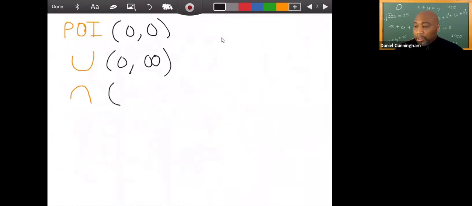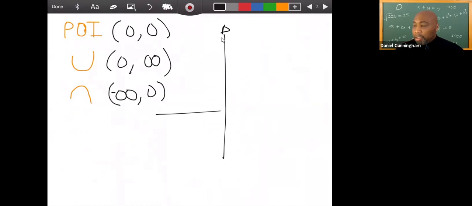Concave down is from negative infinity to 0. And we can sketch the graph. How will we sketch the graph? Let's draw an X and Y axis. Again, this is a sketch. 0, 0 right here, that's 0, 0. That's our point of inflection.